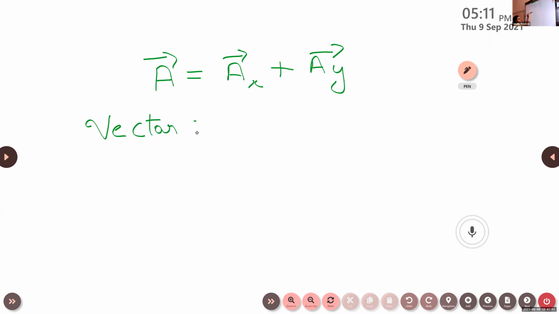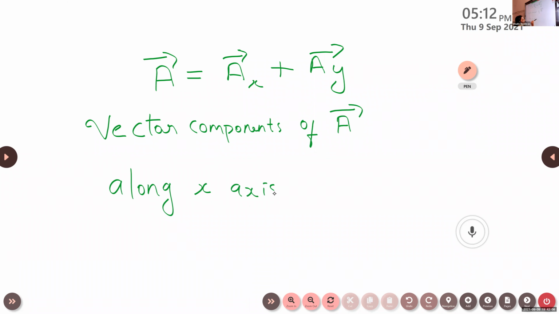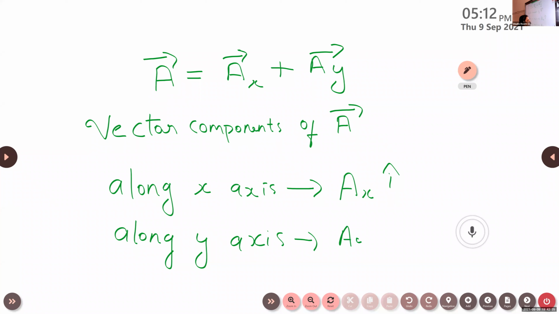Vector components of vector A. Vector components of vector A along x-axis is AX i cap. Along y-axis is AY j cap.